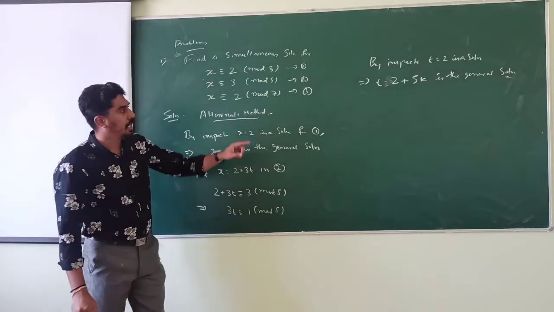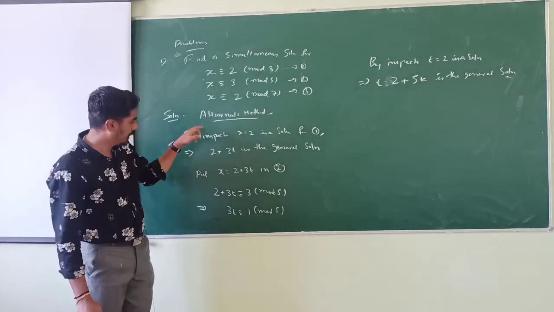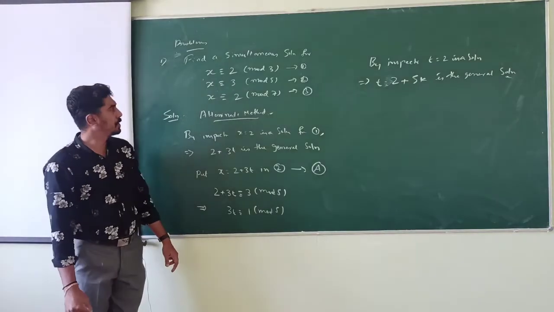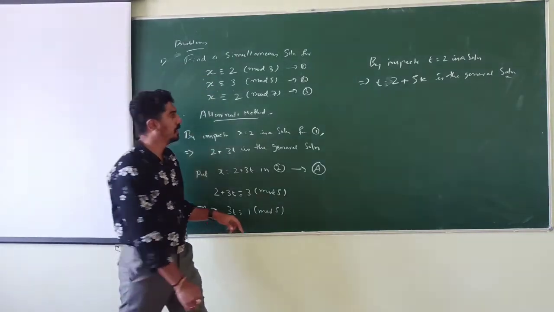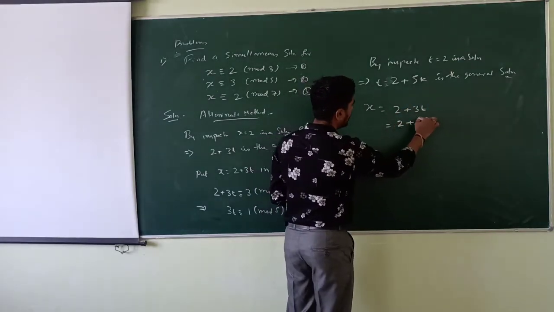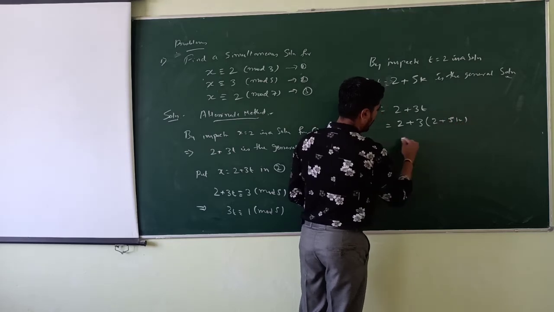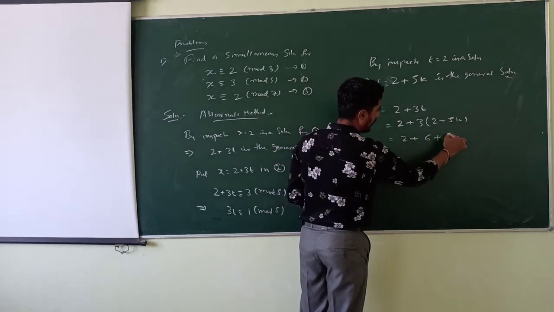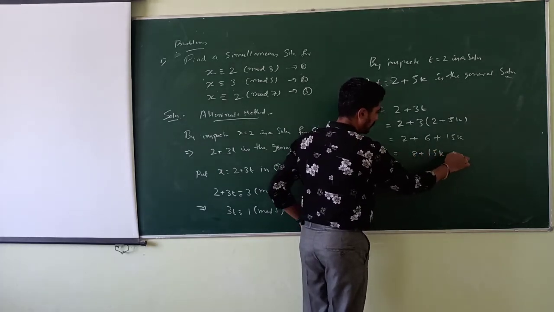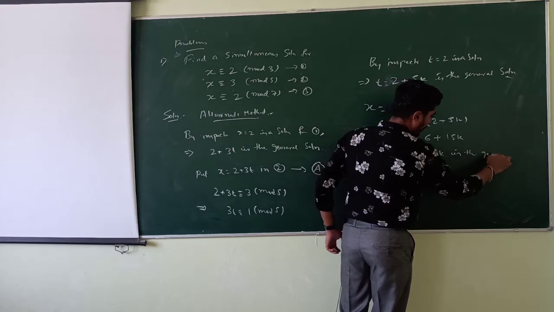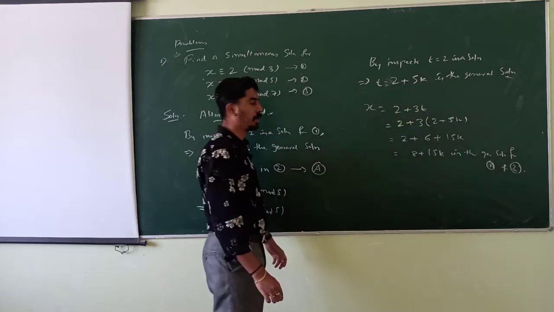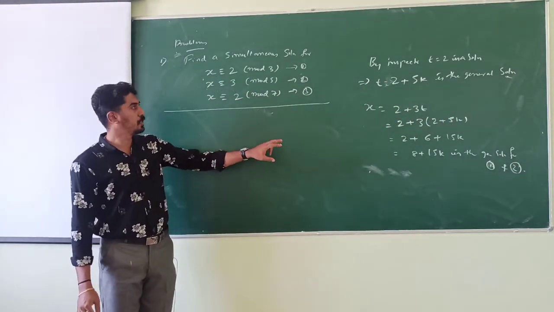When I substitute t equal to 2 plus 5k in this one, I get a simultaneous solution for the first and second congruence. Therefore, x equal to 2 plus 3t is equal to 2 plus 3 into 2 plus 5k, which is the same as 2 plus 6 plus 15k, or 8 plus 15k, the general solution for 1 and 2. Now we have the simultaneous solution for 1 and 2.